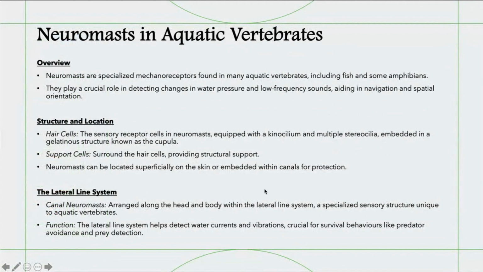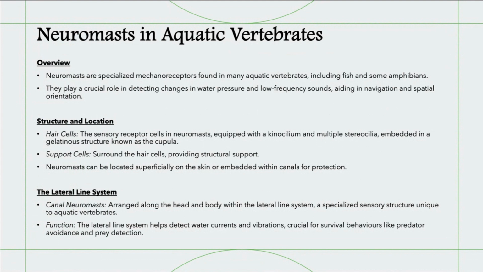What was I saying? Yes, the neuromasts. So the neuromasts are mechanoreceptors, which you can find in aquatic animals, so basically fishes and some amphibians, meaning that they are detecting pressure, so water pressure, and to some extent, low frequency sounds. And this will help them in navigating and figuring out where they need to go, and spatial orientation, which basically lets them know where they are, essentially.